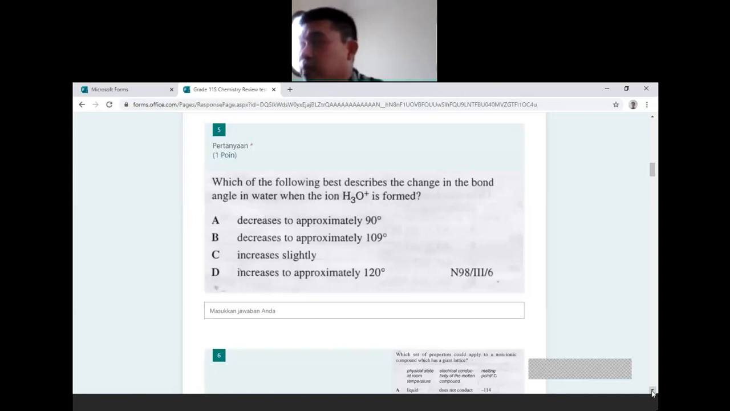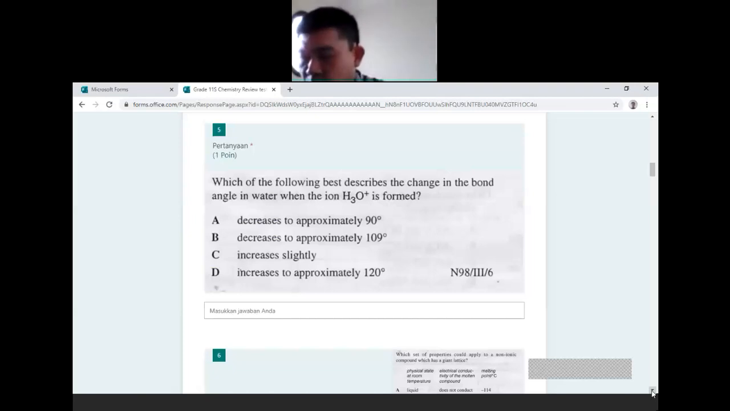And then in a water molecule there are two lone pairs and two bond pairs. The bond angle is 104.5 degrees with a V-shaped or bent shape. While in the H3O positive ion, there are three bond pairs and one lone pair. So the bond angle is 107. From 104.5 it becomes 107, a slight increase. It is impossible to increase to approximately 120 because 120 has 3 bond pairs and no lone pairs.